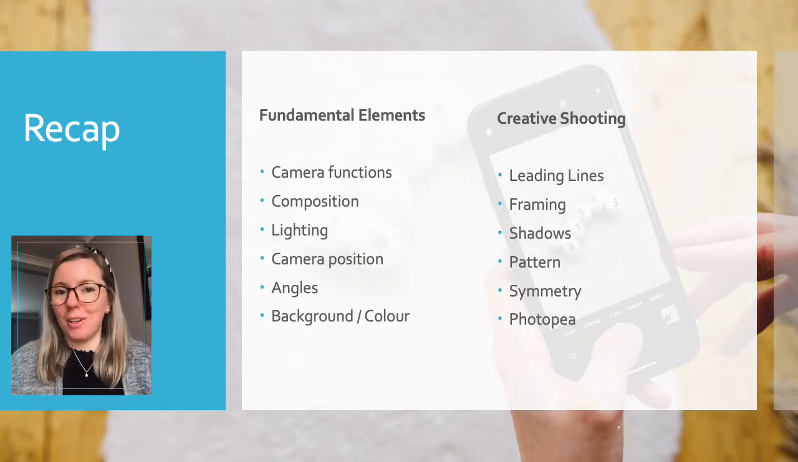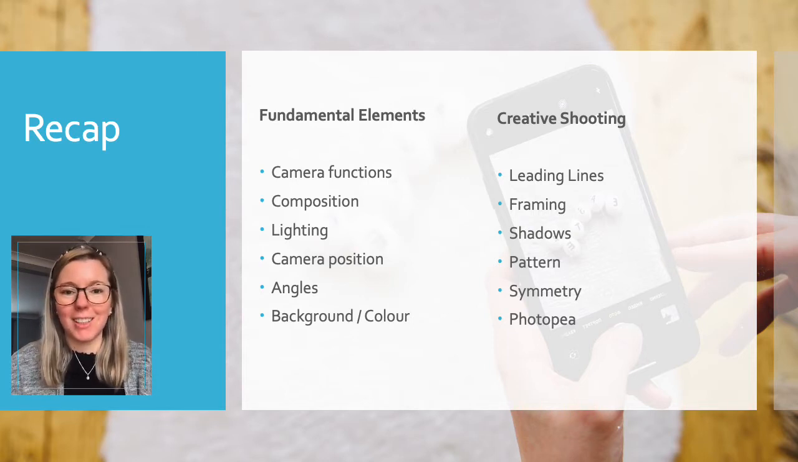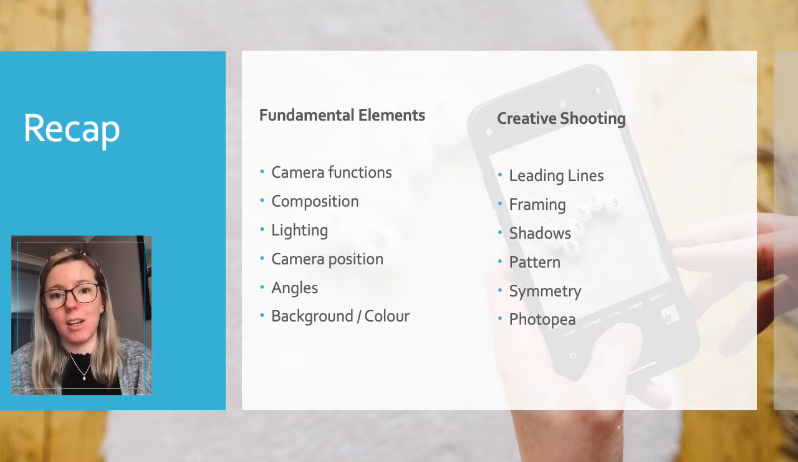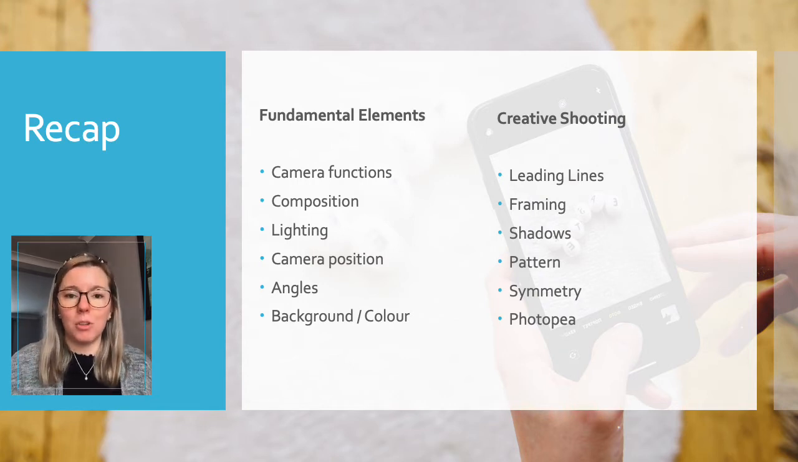So let's recap on everything we've covered so far, because we've covered quite a lot over the last few lessons. First off, we've got those fundamental elements of photography which we did right at the start of the project. So I want you to consider today the camera functions you use. Are you using the best function to take that particular photograph? Maybe you need to change. Consider the composition, the lighting, camera position, angles and background colour. Now these are all factors which you should be thinking about naturally now as you pick the camera up.